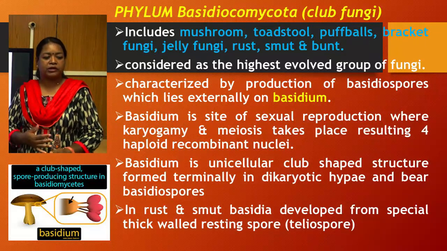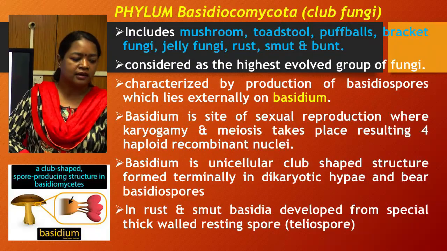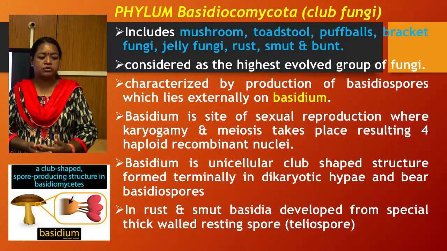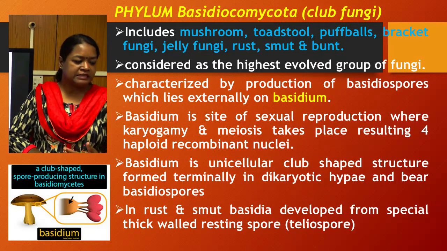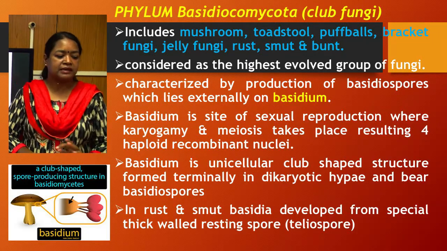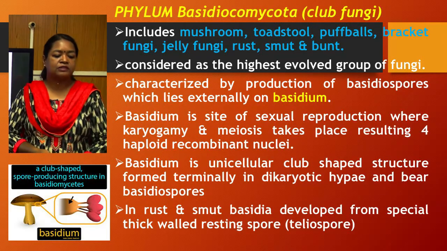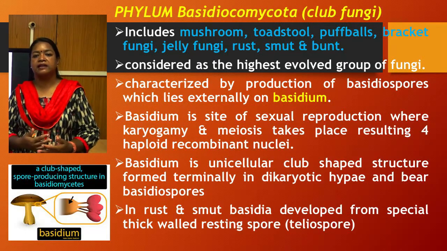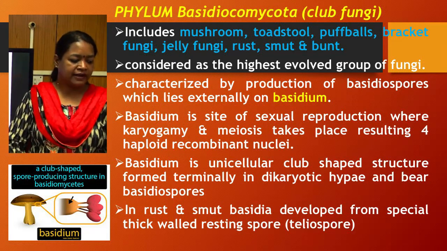Coming to the next important phylum, that is Basidiomycota. Basidiomycota is also known as club fungi. This phylum includes mushroom, toadstool, puffballs, bracket fungi, jelly fungi, rust, smut and bunt. These are considered the highest evolved group of fungi and are characterized by production of basidiospores, which lie externally on the basidium. Basidium is the fruiting body of this phylum.